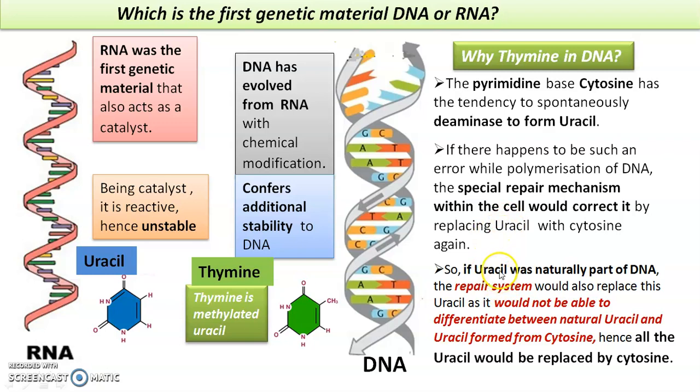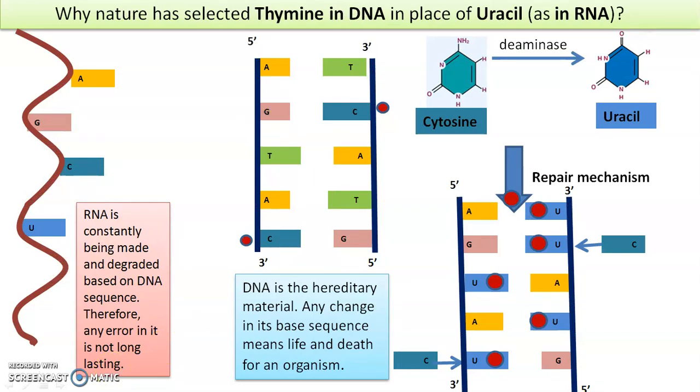But what would happen if naturally instead of thymine, DNA also had uracil instead of thymine? So the proofreading mechanism cannot differentiate between the natural uracil and the deaminated uracil from cytosine. So what will it do? It will undergo a very major problem when the repair mechanism selects all the uracil to replace it by cytosine. It will also replace the natural uracil if thymine was not there and uracil was there. You will understand this better from this picture.